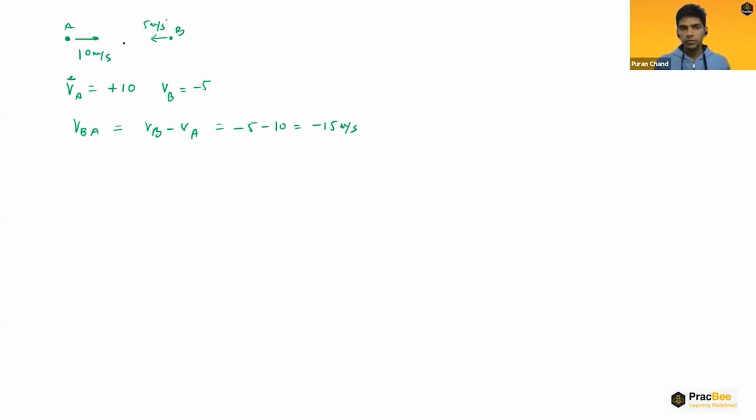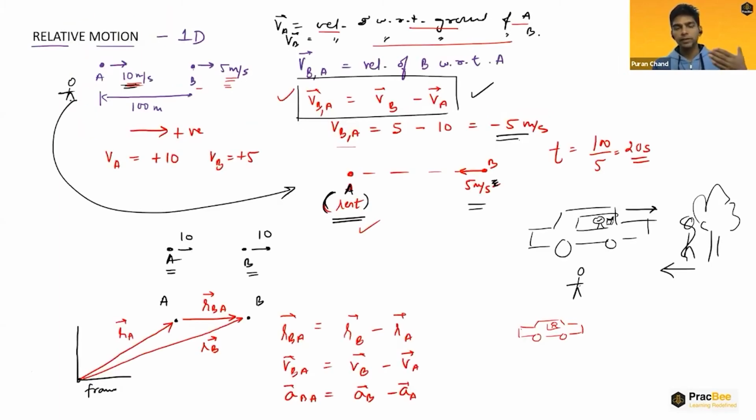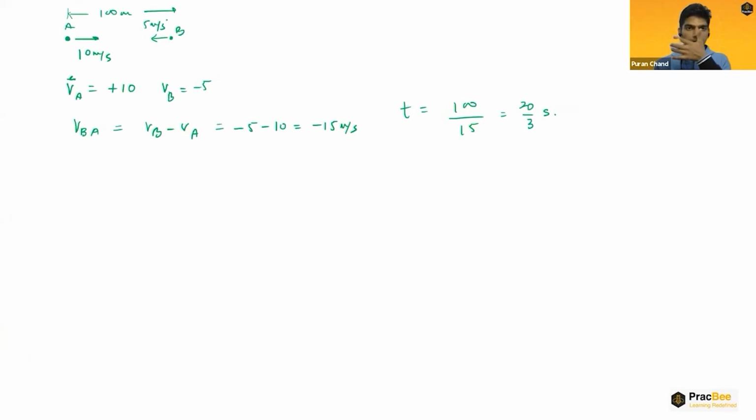Okay. So now if the distance between them is 100 meter, the time when they will collide will be distance upon relative speed, which is 15, so 20 by 3 seconds. So always remember, when two bodies are traveling in the same direction, their relative speed will be the difference. You have to take the difference. When they are moving in the opposite direction, you have to sum the speeds, right? Similarly, we can find the relative acceleration. Relative acceleration will be AB minus AA, right?